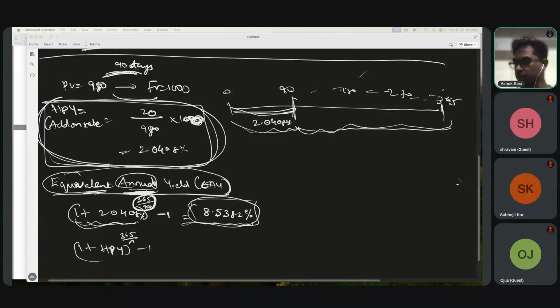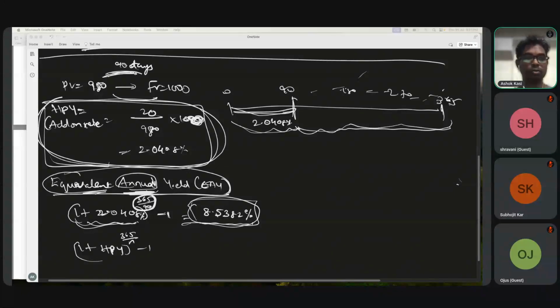8.6569 percentage. Is it 569? Just check once again. 2.0408, 1 plus 2.0408 percentage raised to what? I think that is because of the decimal thing only. What is 365 by 90 coming? 4.0555 and then 6 at the end. Let me do that only.